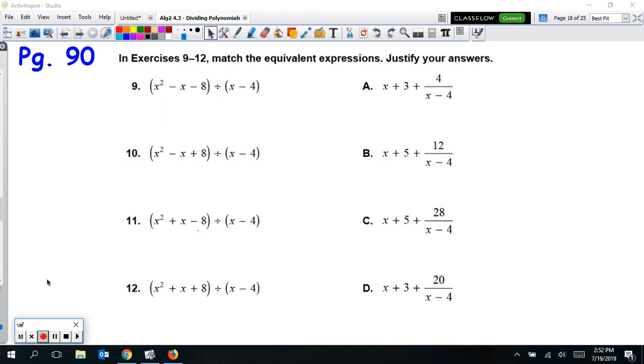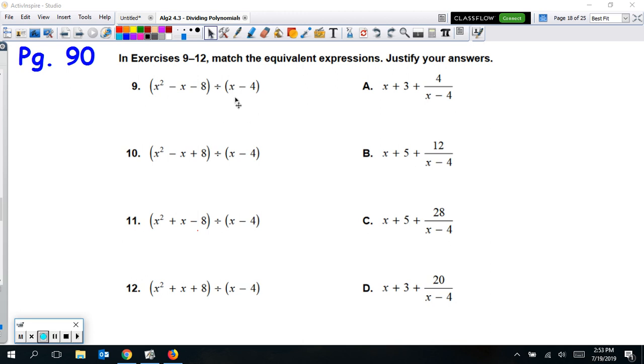Okay, so problems 9 through 12 are matching these division problems to the quotients. To do this, we don't have to do the entire long division or even synthetic division. If we can see our quotient, we can just use the remainder theorem, because we can see our remainder numbers. On A it's 4, on B it's 12, C is 28, and D is 20. They all have exactly the same divisor. The dividends are a little bit different each time, but the divisor is always x minus 4.